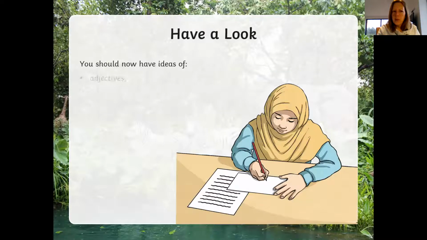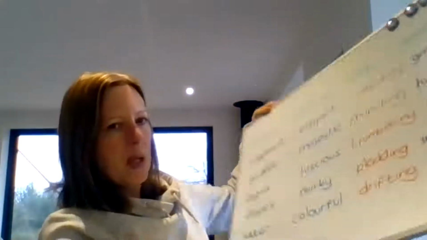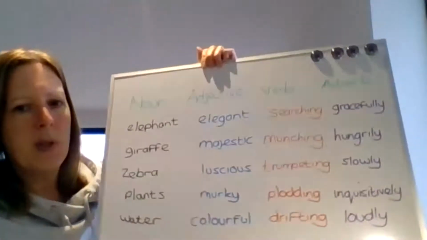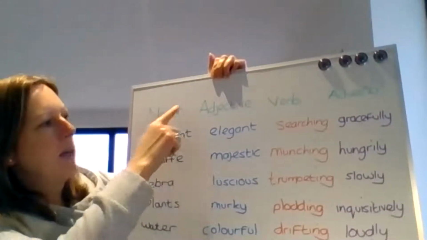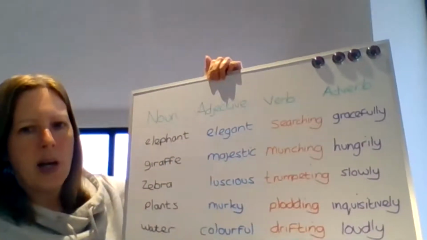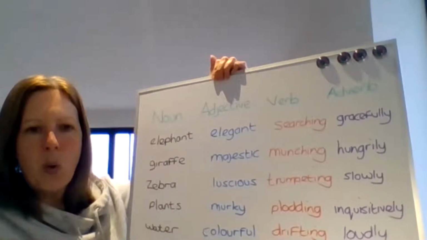So hopefully from that image there you should have some ideas now of adjectives, nouns, verbs and adverbs, which gives us a good basis for our writing to be able to use and put together. So I have made a note of some of those different words that we were talking about. On my whiteboard here, I just move so that you can hopefully see them all. We can see we've got a little table of our noun, our adjectives, our verb and our adverb. And in each column here, I've put down some of the words that we talked about.